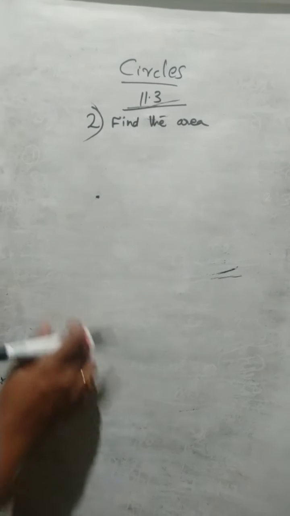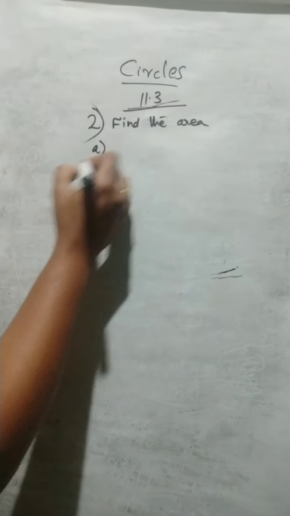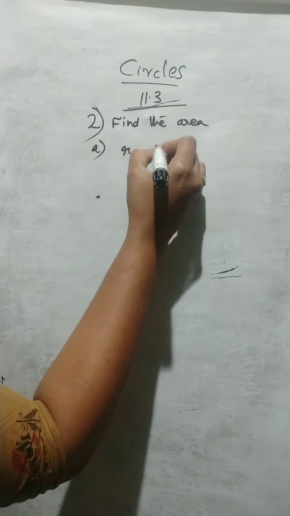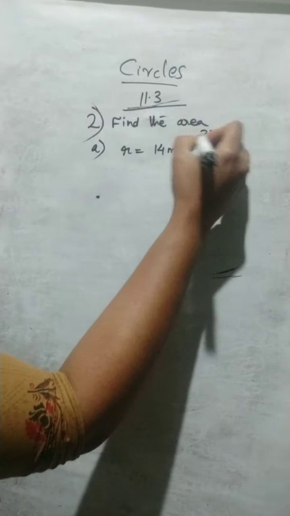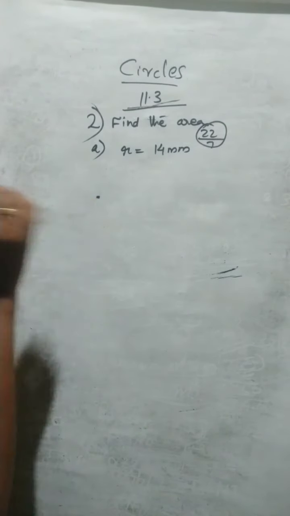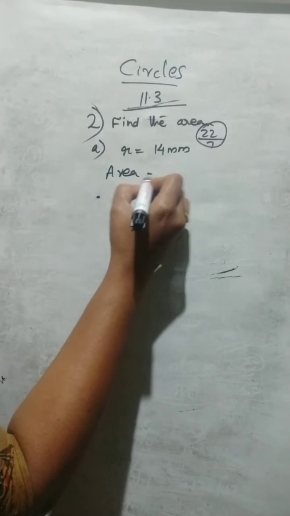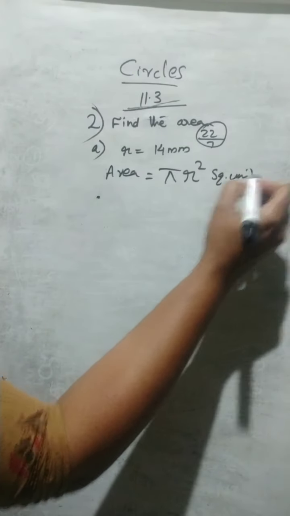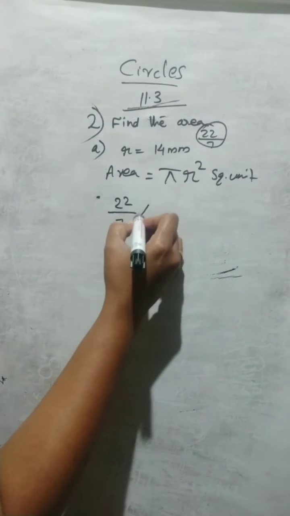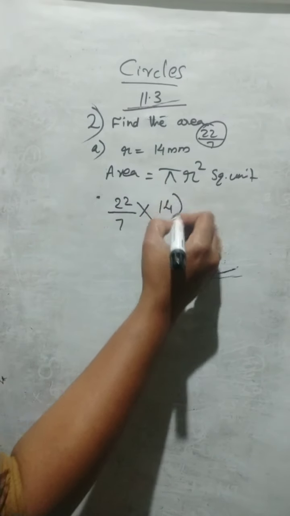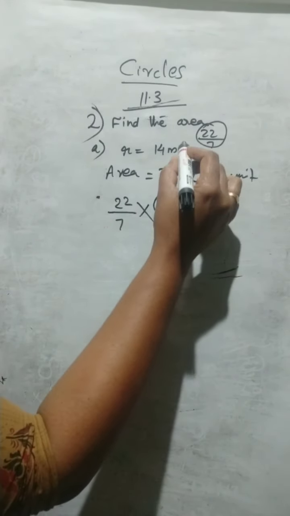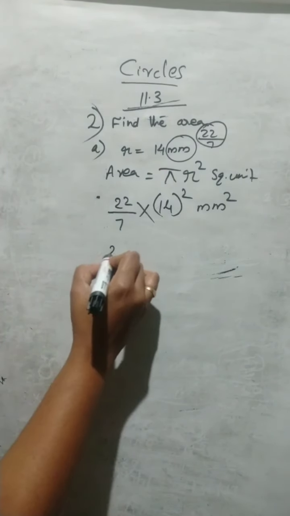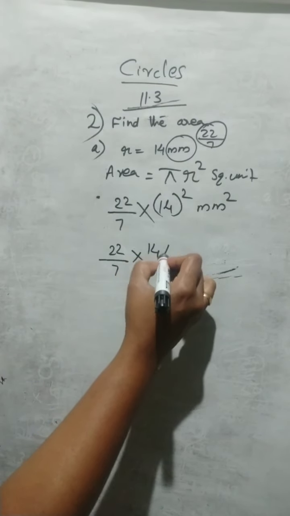Here we have to find the area. First question is radius is equal to 14 millimeter. Radius equal to 14 millimeter and we have to take pi as 22 on 7. The equation for finding the area of a circle is equal to pi r square unit. Okay. So, here pi 22 upon 7 multiplied by 14 squared. The unit is in millimeter, so we can write square millimeter. Then 22 upon 7 times 14 times 14.